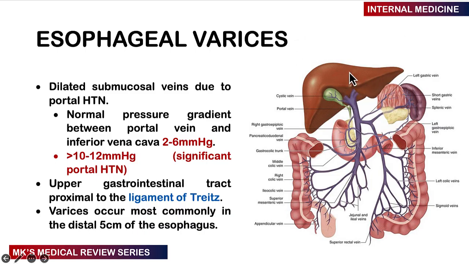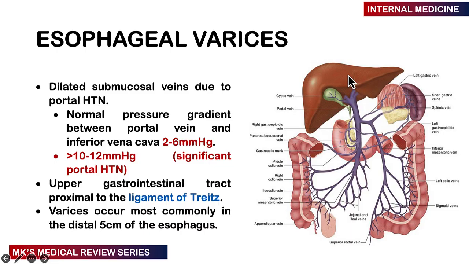Now, remember that the gradient in pressures, if you compare the pressure of the portal vein versus the pressure in the inferior vena cava and even the hepatic veins, you get a pressure gradient that ranges from 2 to 6 millimeters of mercury. Now, if the pressure is greater than 10 to 12 millimeters of mercury, you call that a significant portal hypertension. So these are patients that are at risk of developing esophageal varices.